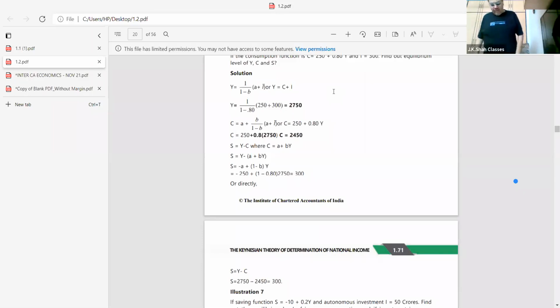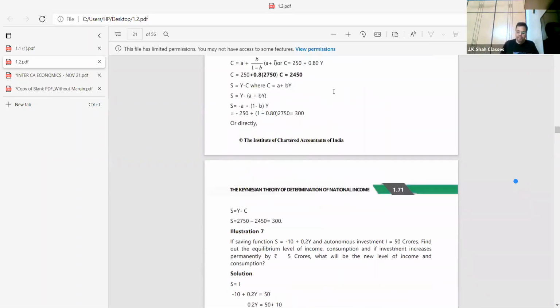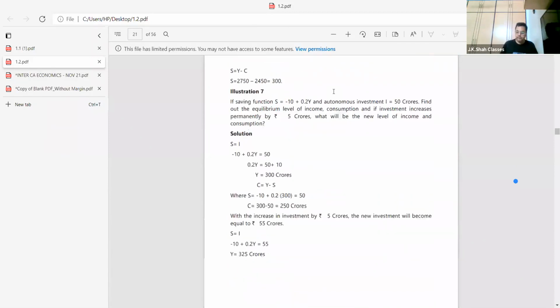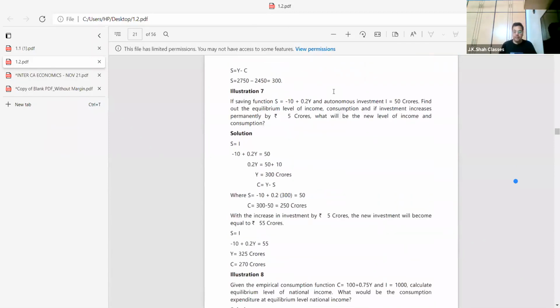Kavya, do the next one, the seventh one. Why are you sitting idle? Do the seventh one. The saving function is given. It's very easy. Don't worry. Start.